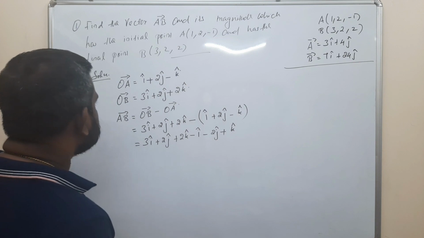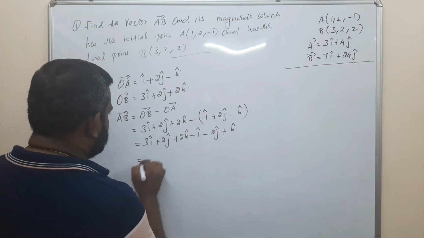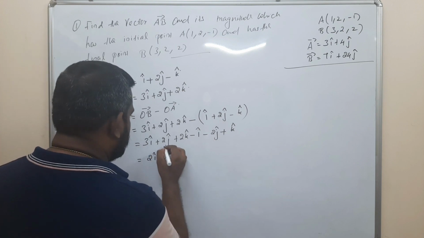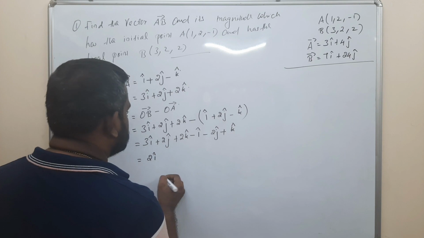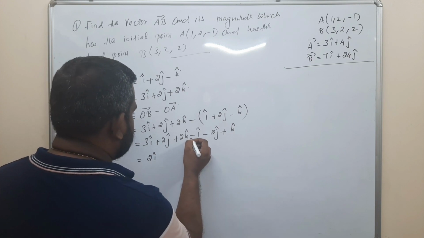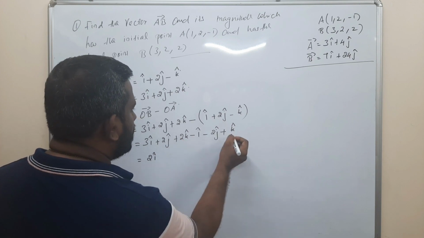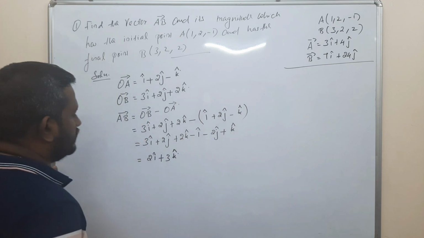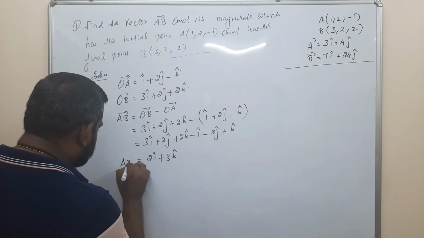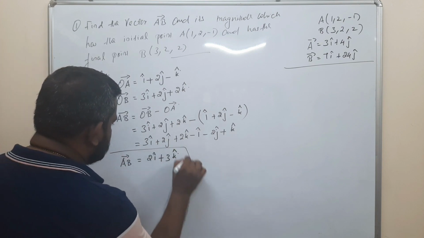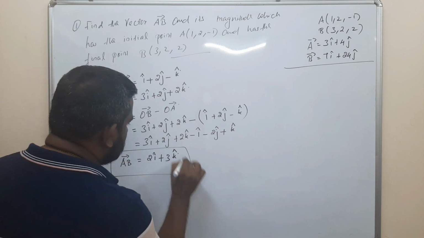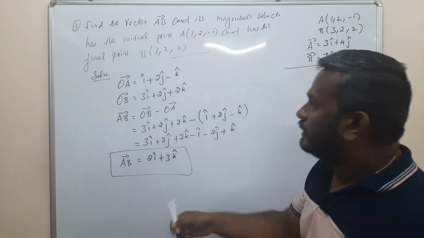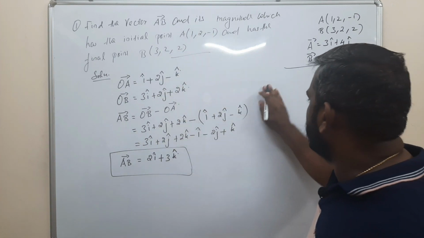Okay, so that's equal to 3i minus i, that is 2i cap, 2j minus 2j, that is 0. Then 2k plus k, that is 3k vector. Okay, so this is AB vector. So AB vector is equal to, what is the answer? 2i cap plus 3k cap. Clear? Then next we have to find the magnitude of this vector.